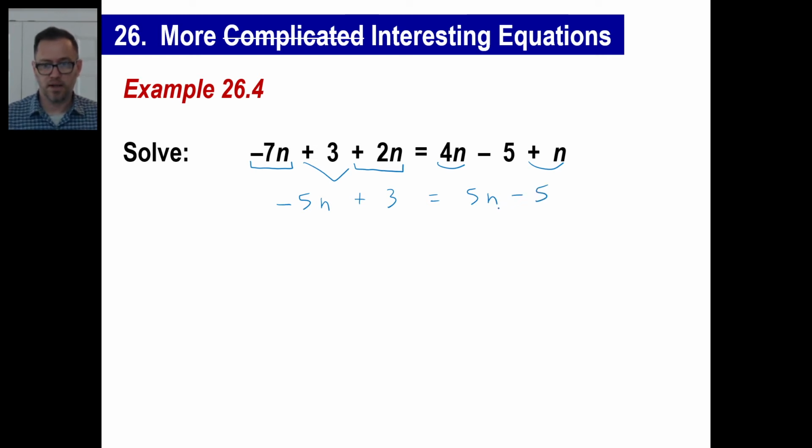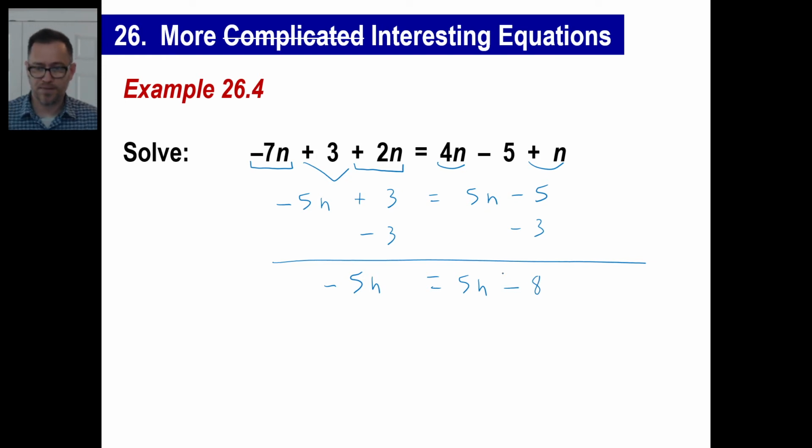Okay, well, let's get rid of the 3 first. We'll subtract it. Minus 3 there, and then minus 3 here. Yoink. Minus 5n. That goes away. I have a 5n over here, and negative 5 minus 3 is negative 8.